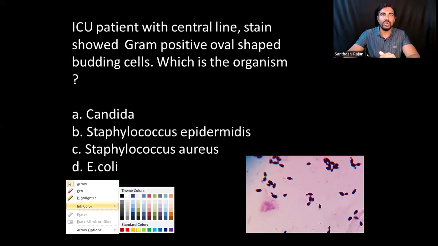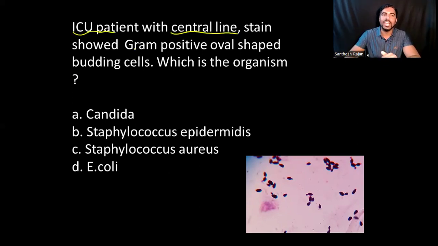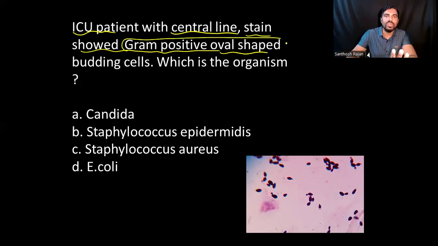Okay, a little bit alert. So now again, an ICU patient with a central line, and something happened, and then the stain showed, which means they must have taken blood and sent it for blood culture. In the blood culture, they saw a gram-positive oval-shaped budding cell.